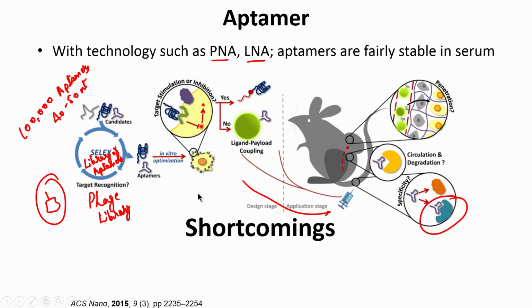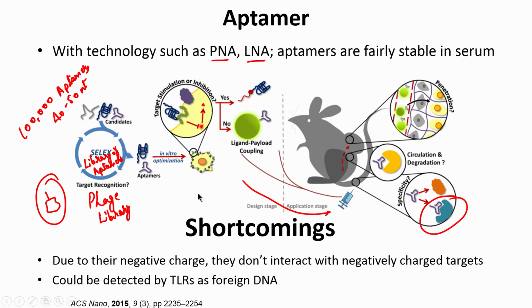So, what are some of the shortcomings of aptamers? First is of course that they are negatively charged, these are eventually nucleotides, and so the chances of them interacting with your negatively charged targets. So, let us say my protein is negatively charged. If I have a protein that is bearing negative charge, the chances of this aptamer binding to this protein is very low.